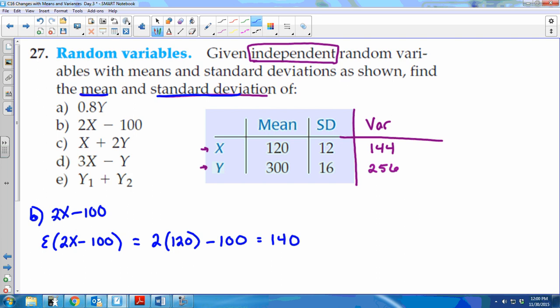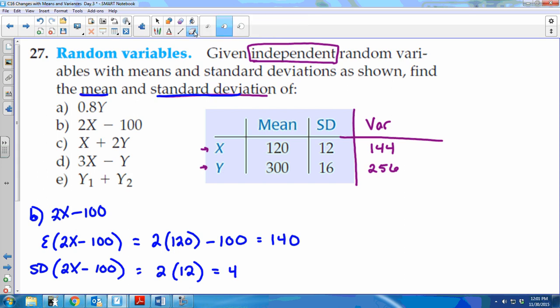Now, for the standard deviation, we multiply constants, but do we add or subtract them? No. So in this case, we're just going to do 2 times 12, but we're not going to subtract the 100 because we don't subtract constants or add constants to standard deviation. So 2 times 12 is just, I was going to write 48, but I don't know why. So 24.